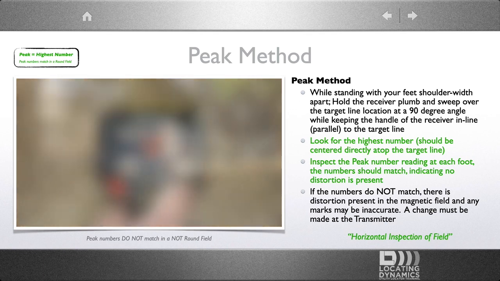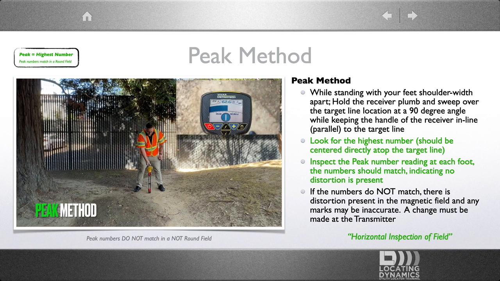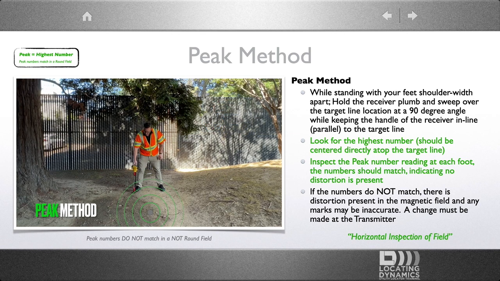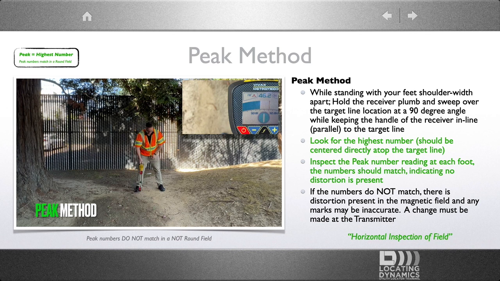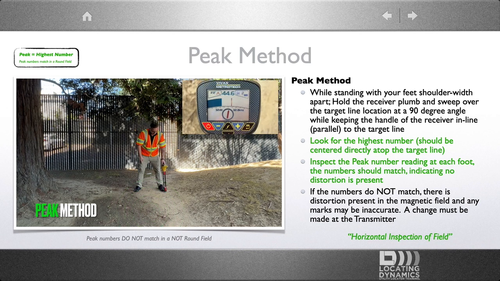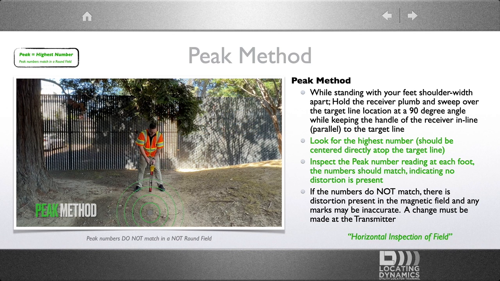Inspect the peak number reading at each foot. The numbers should match, indicating no distortion is present. If the numbers do not match, there is distortion present in the magnetic field, and any marks may be inaccurate. A change of the transmitter must be made. This is known as a horizontal inspection of the field.